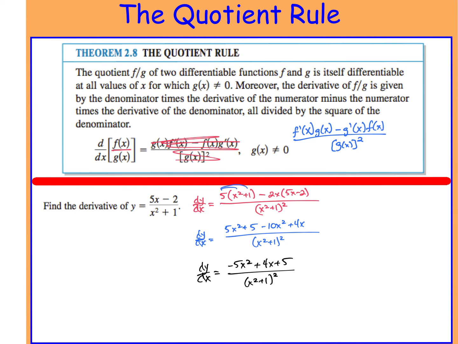I would highly recommend you keep this as a quantity squared because you have no reason to FOIL it. Does that make sense? So we simplify the top and we leave it just like that. Good?